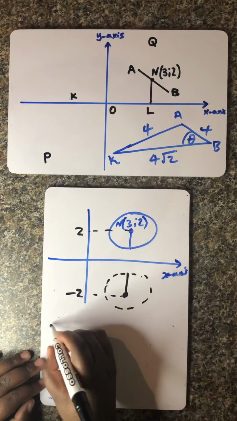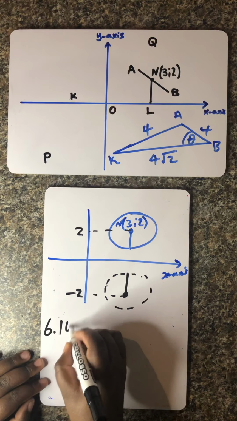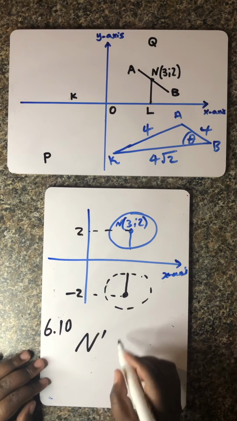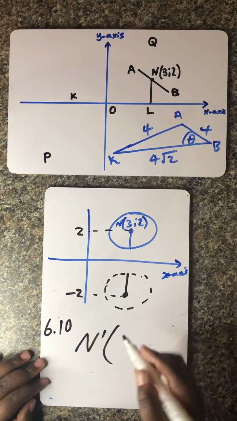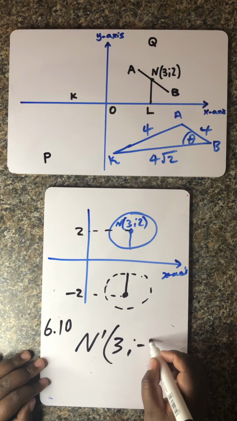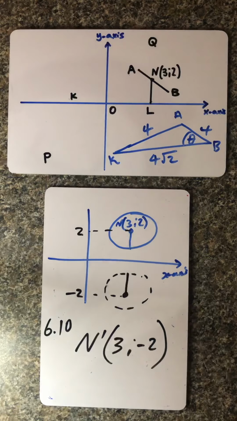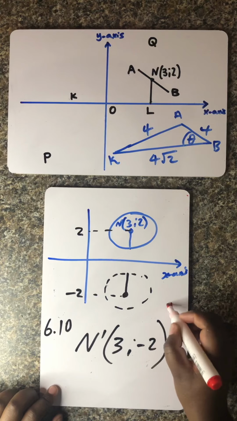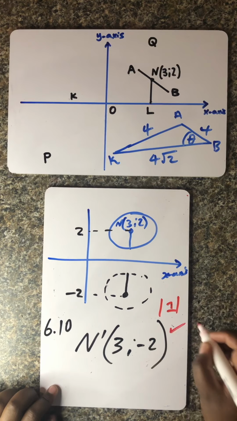So in answering question 6.10, you just say the new value of N, which is reflected about the x-axis. Obviously 3 remains the same, and then y is the one which changes sign. So ladies and gentlemen, this is how you score your 1 mark for this question.